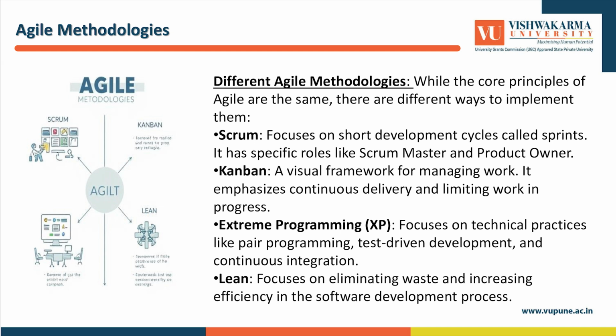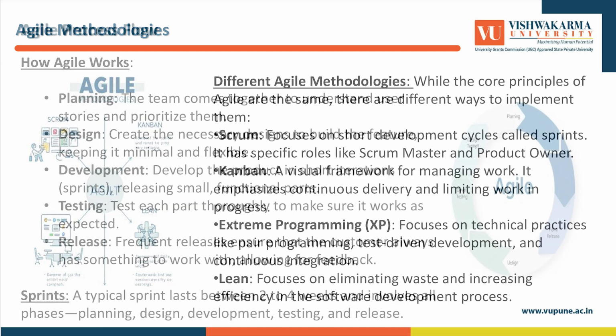Second one is Kanban. This methodology uses a visual approach to track work. Teams visualize their tasks on boards and limit how much work is processed at one time, helping them focus on completing tasks before starting a new one. Third one is Extreme Programming, which is XP. XP emphasizes technical practices like pair programming, test-driven development, and continuous integration. It particularly focuses on writing high-quality code. Fourth one is Lean. Inspired by Lean manufacturing principles, this methodology aims to eliminate waste in the process and maximize value by focusing on what's truly important for the customer.